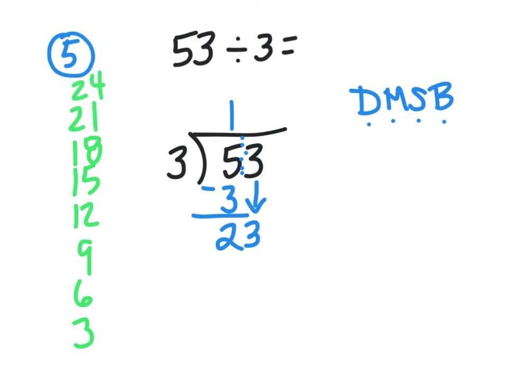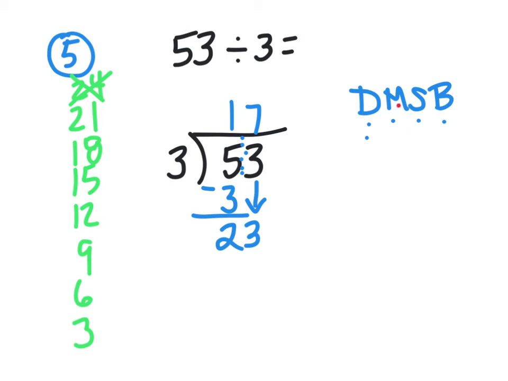And if I get to 24, that's too high. How many times does 3 go into 23? It goes in there 1, 2, 3, 4, 5, 6, 7. 7 times is my division step.